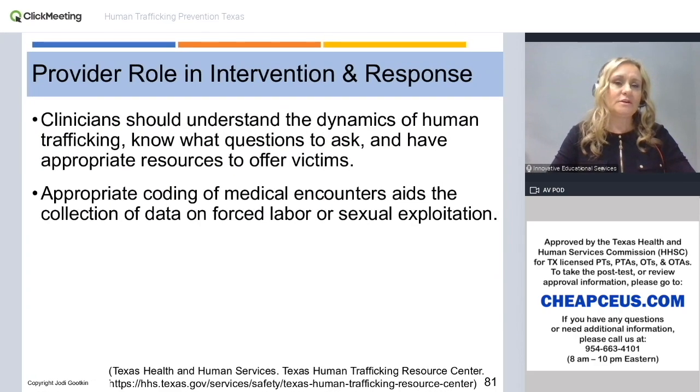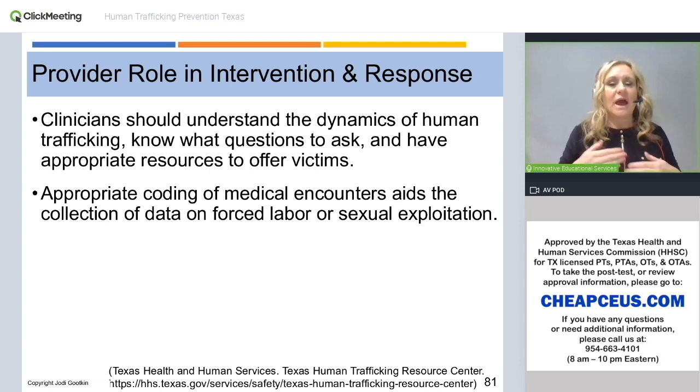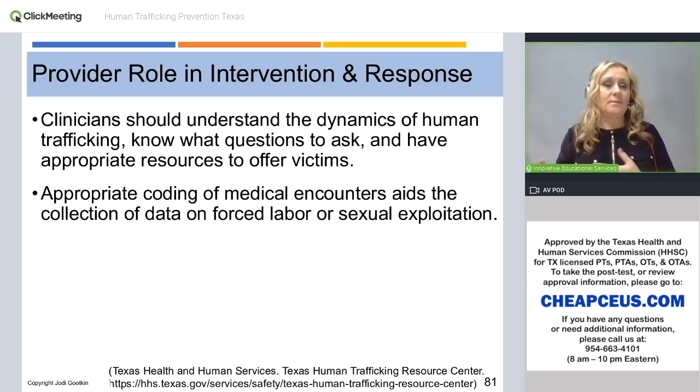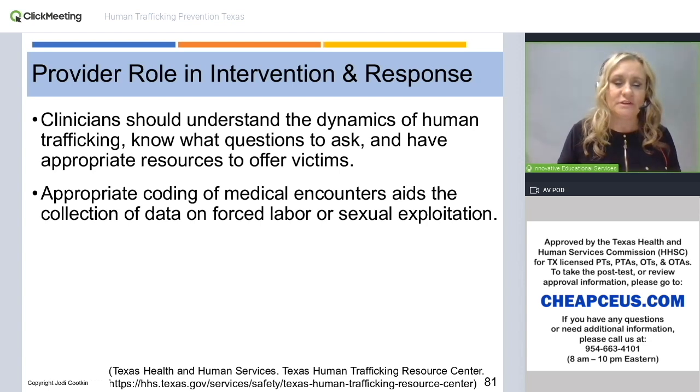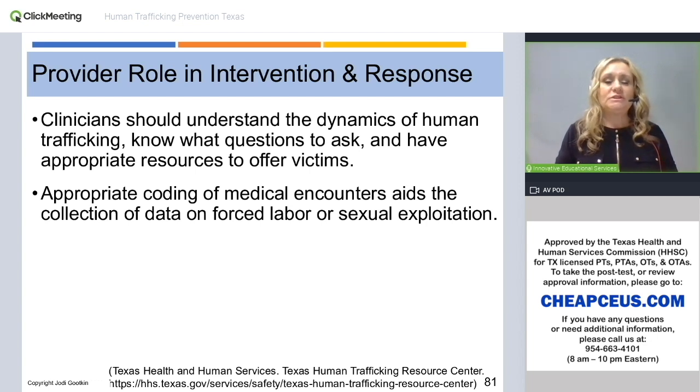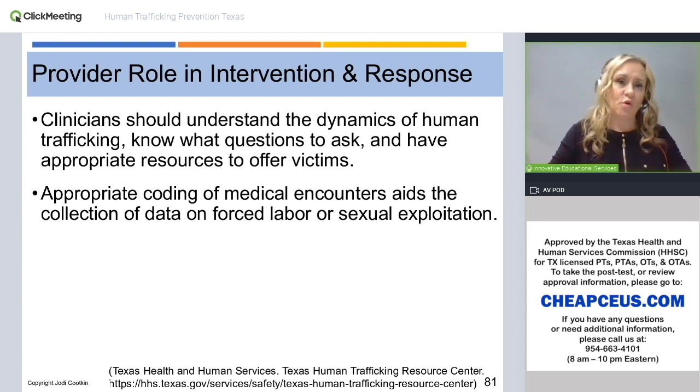As healthcare providers, our role in intervention and response is to identify victims, report tips, and help the person access different services to escape their human trafficking situation. In order to accomplish that, we need to know what red flags to look for and then how to interact appropriately with the individual. Also, when we are coding different interventions, if there are codes available to help gather additional data, we want to make sure we're doing that documentation appropriately.